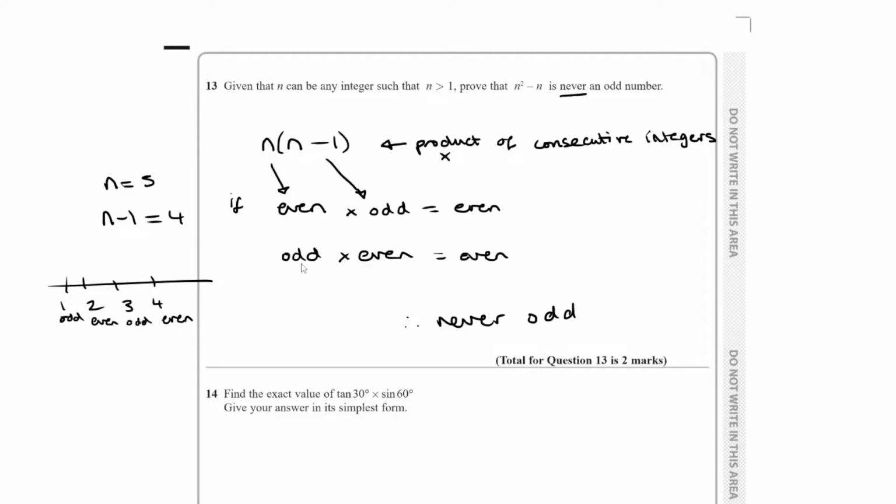Then I did the opposite, I just said, well, what if n was actually odd? Then the second number would have to be even, wouldn't it? Again, think about the number line. And that still gives you an even answer. So either way, either possibility, it would be even, which therefore is never odd. You see how I've proved that for every possible value of n? I've not just proved it for 1 to 10, for example. I proved it for every possible value.